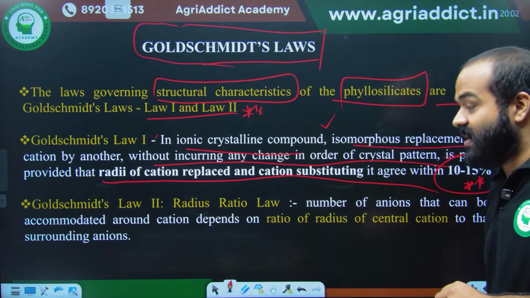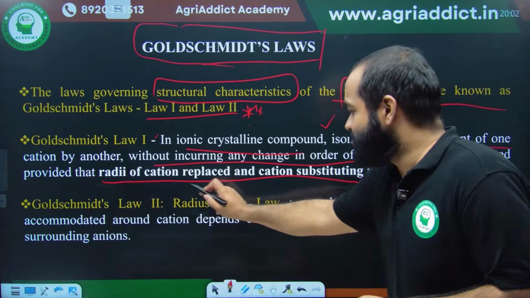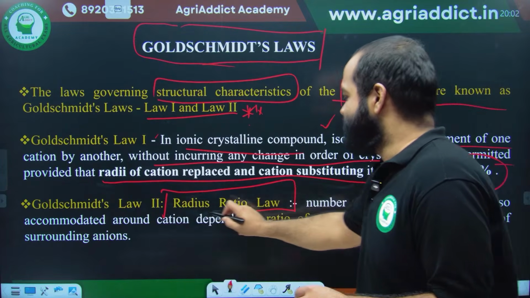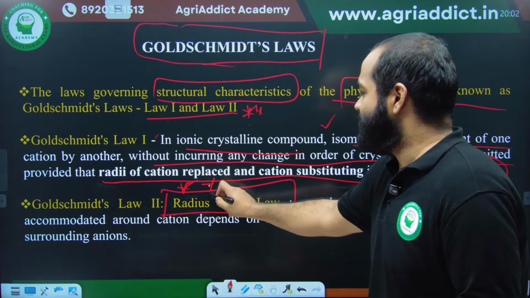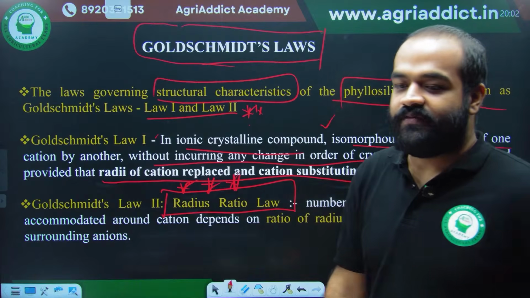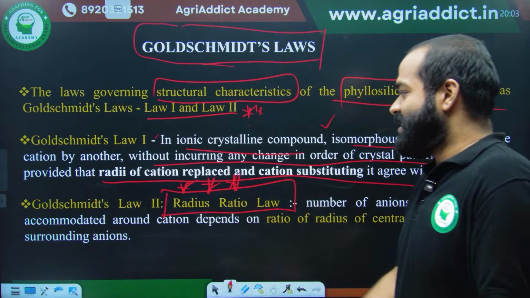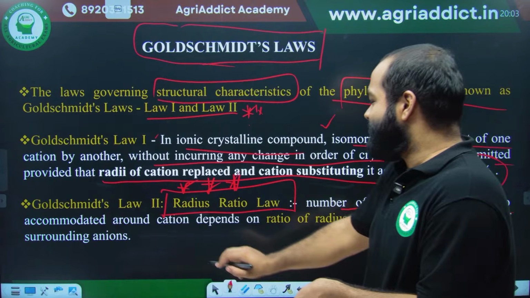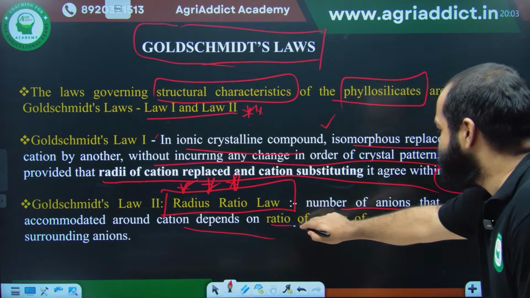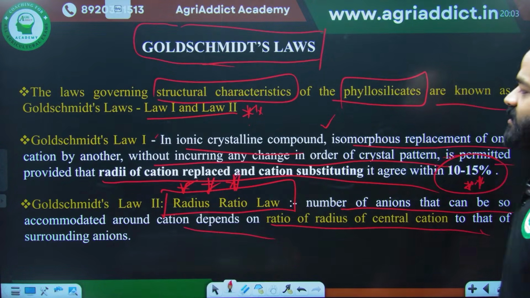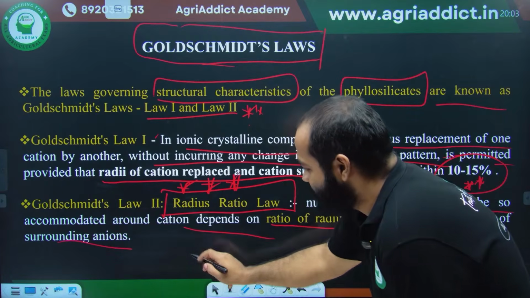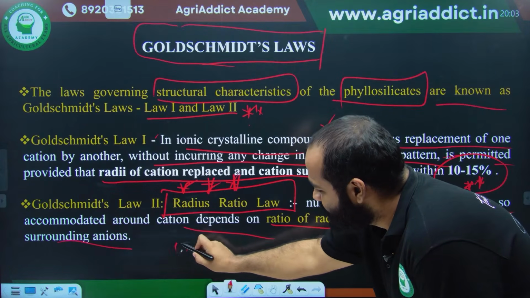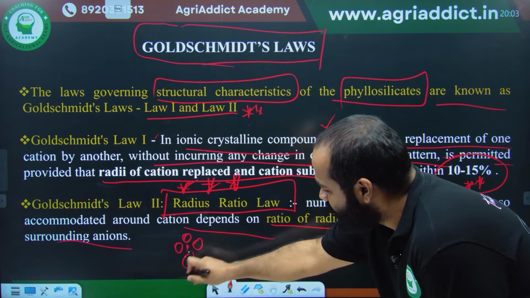This is law number 1, and law number 2 is also called the radius ratio law. This is also very, very important. This word you should remember. If you open a JRF question paper, you will see it in the first question. So it is the number of anions that can be accommodated around a cation. It depends on the ratio of the radius of the central cation to that of the surrounding anions. That is, there is a central cation, and around it are anions.